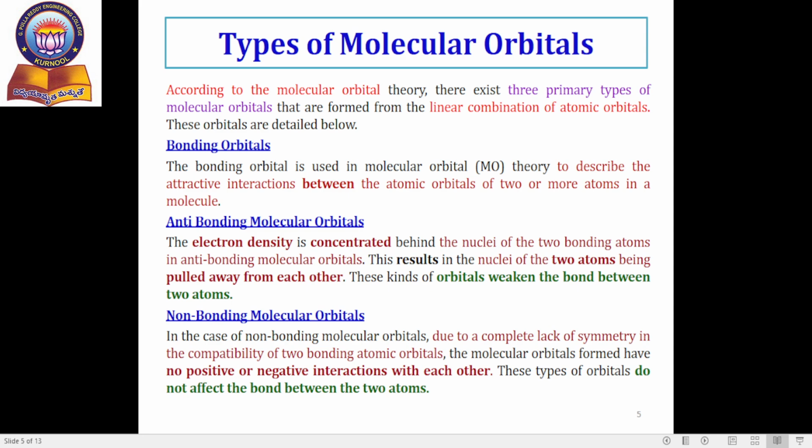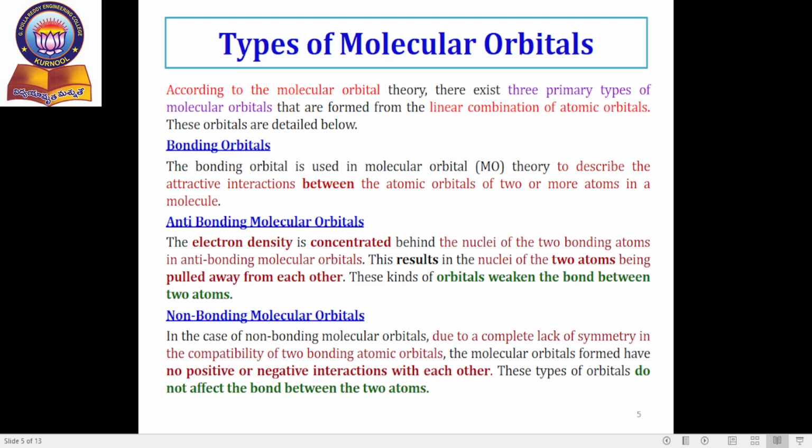Bonding orbitals. The bonding orbital is used in molecular orbital theory to describe the attractive interactions between the atomic orbitals of two or more atoms in a molecule. Anti-bonding molecular orbitals. The electron density is concentrated behind the nuclei of the two bonding atoms in anti-bonding molecular orbitals. This results in the nuclei of the two atoms being pulled away from each other. These kinds of orbitals weaken the bond between two atoms.